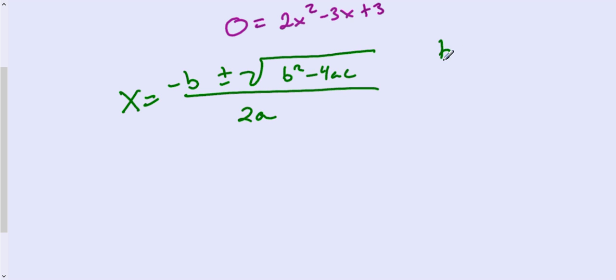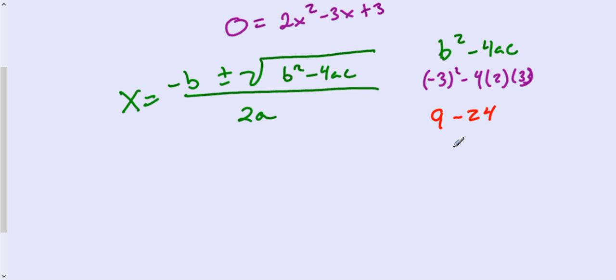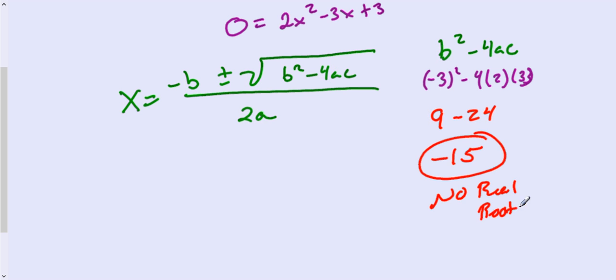Again, let's check our discriminant. We end up getting negative 3 squared minus 4 times 2 times 3. It gives us 9. 2 and 3 is 6, times 4 is 24. Minus 24 ends up giving us negative 15. Since it's negative, this has no real roots. We don't have to do anything with this problem. The answer's already here.